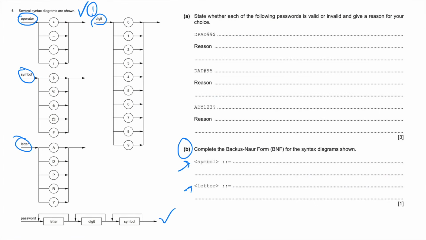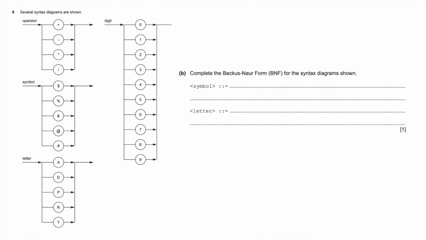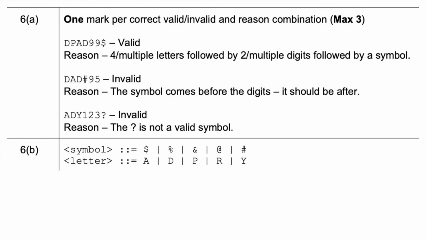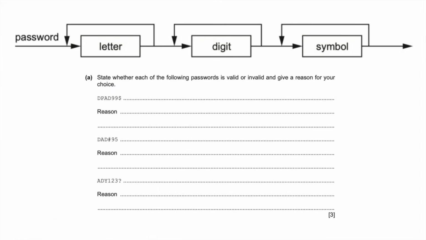So right here, if we want to answer this question, complete the Backus-Naur form for the syntax diagrams shown. So in the first question, for symbol, we basically want to show everything that is a symbol. That could be a dollar sign, a percentage sign, an and sign, an at symbol, or a pound sign. And actually, let's just make sure that's the syntax that's used in the A-level exam. So yeah, right here we've got these or symbols, right? It's the same as the slide we saw before.